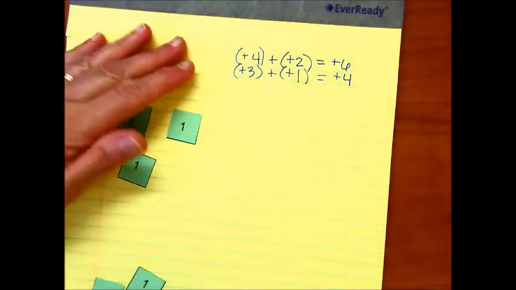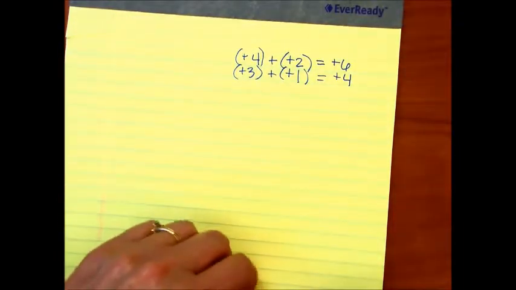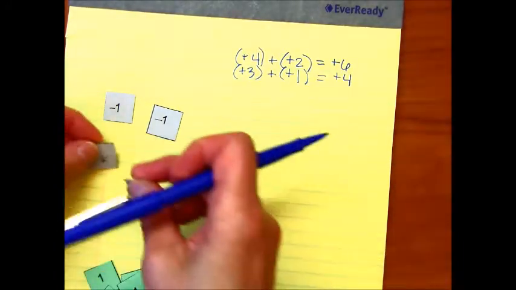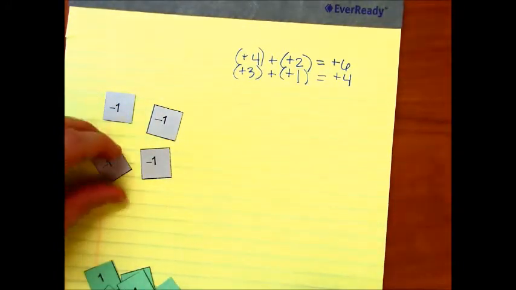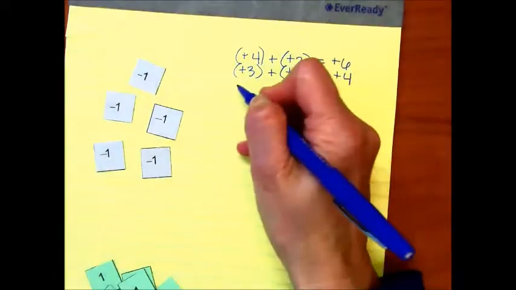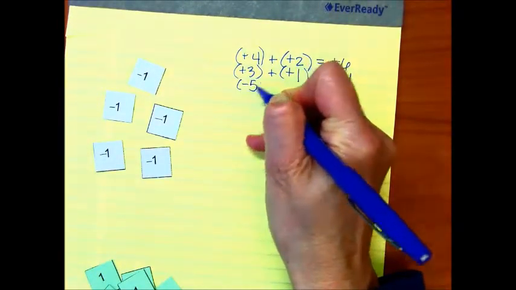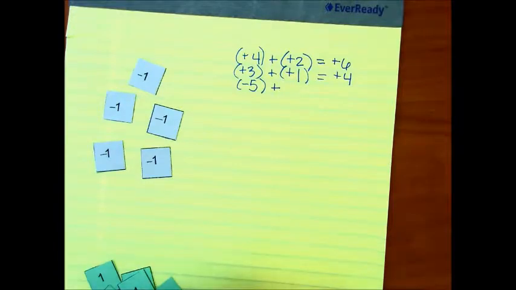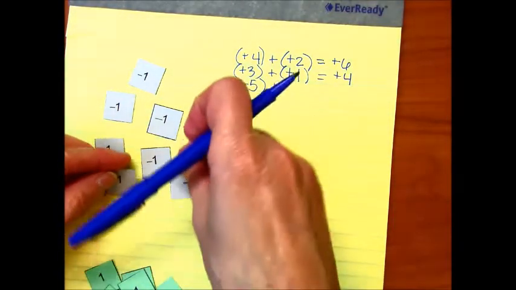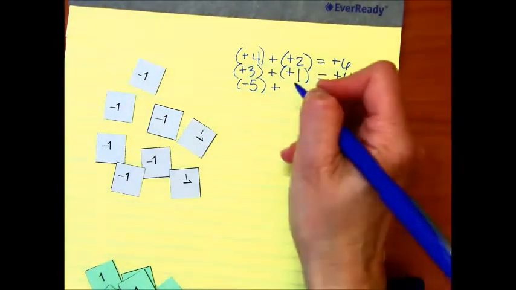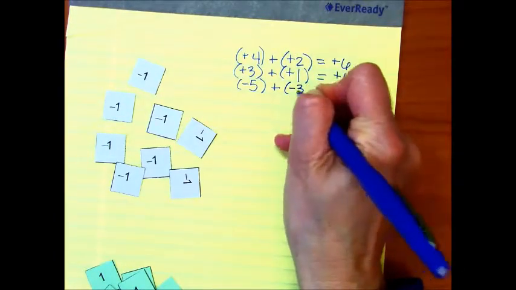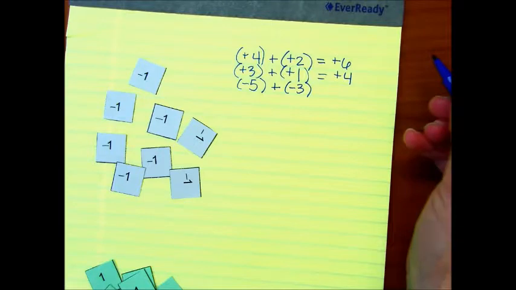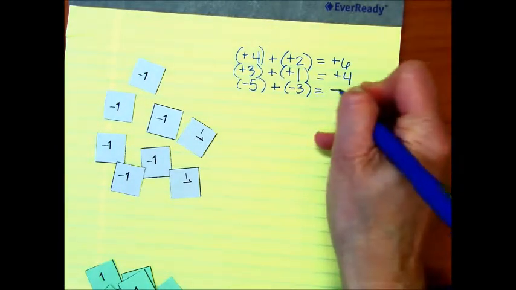Let's say we want to work just with our negative numbers. In this example, I'm going to show 5 negatives. I want to add to this 3 more negatives. How many negatives do I have altogether? I have 8 negatives.